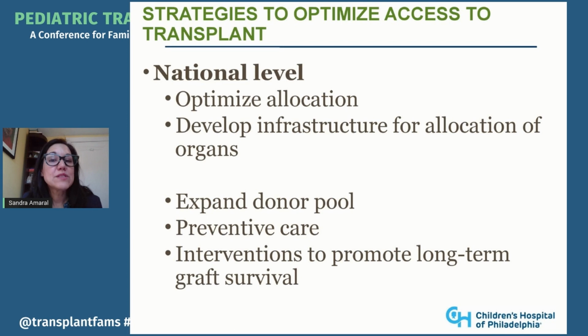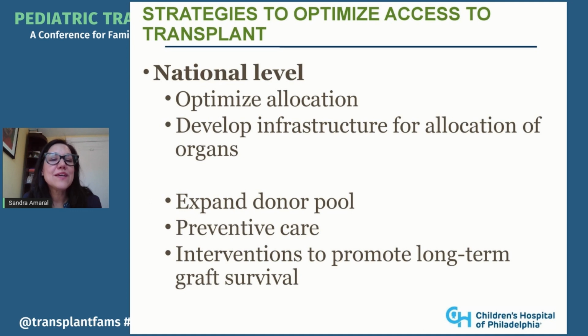So, strategies to optimize transplant access, again, at that bigger policy national level, optimizing allocation, UNOS and OPTN are really trying to do that, develop better infrastructure. And then other things that I didn't address too much today is expanding the donor pool, mostly for adults, looking at different organs that may previously have been considered marginal, but every organ that is added to an adult opens one up that may be able to go to a child. Also, living donor initiatives can help that piece as well.